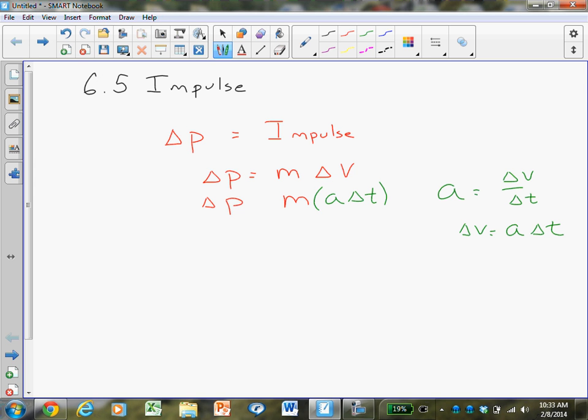And from Newton's second law, we also know what ma is. Ma is just a force. So F delta t is equal to delta p, right? And so the impulse is also a force exerted over a time interval. And sometimes in collisions, that time interval is very quick.